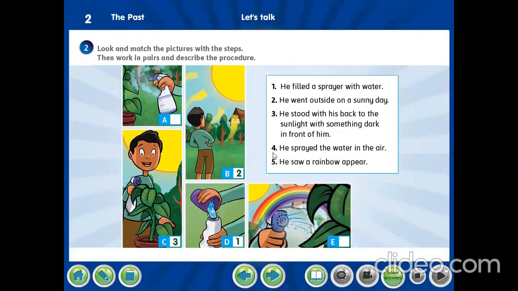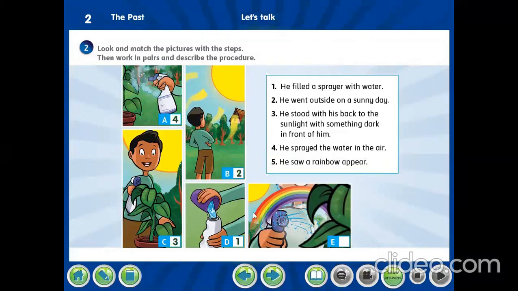Who wants to help me with picture 4? What picture is number 4? Another student, not only Milagros, okay, other student, let's see. Alberto, can you tell me what picture is number 4? Albert, no? Okay, Daniela Casana, can you tell me what picture is number 4? What picture is 4? The A. The A, very good. Very good, thank you. He sprayed the water in, okay.